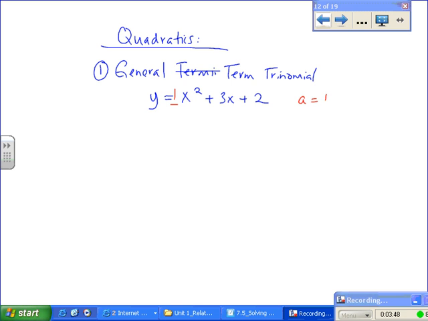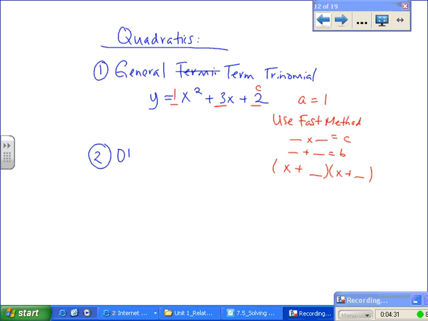Because the a value here, the number in front of the x squared, is just a 1. So when a is equal to 1, we can use our fast method. And that fast method is where we're just looking for two terms that give me a product equal to the last term. So some number times another number equals c, and those same two numbers are going to have to add together to give me my middle term b. That's the fast method, and then whatever those numbers are, we immediately can write them as a product of binomials.